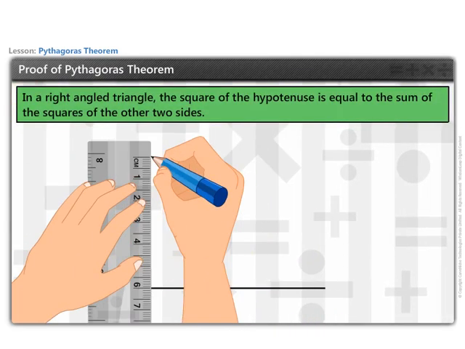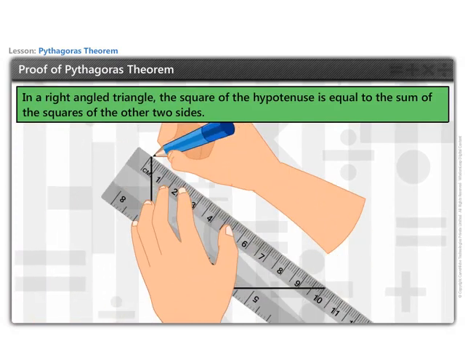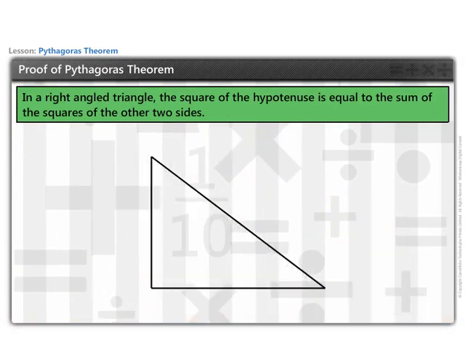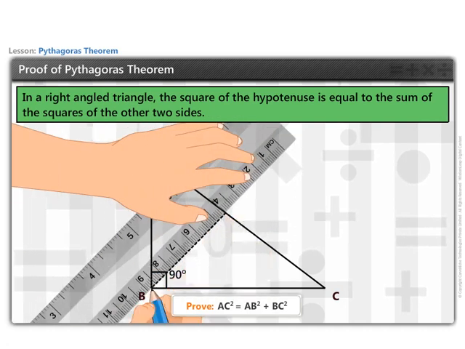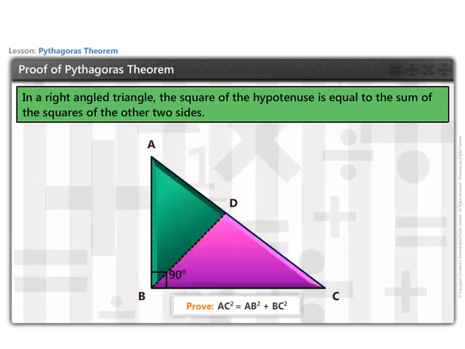In a right-angled triangle, the square of the hypotenuse is equal to the sum of the squares of the other two sides. ABC is a given right triangle, right-angled at B. It is required to prove that AC square is equal to AB square plus BC square. Let us draw BD perpendicular to AC. We know from the previous theorem that triangle ADB is similar to triangle ABC and triangle BDC is similar to triangle ABC.